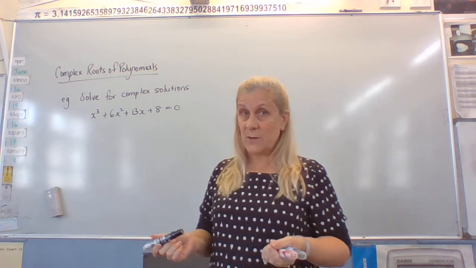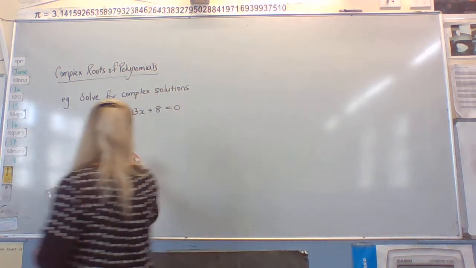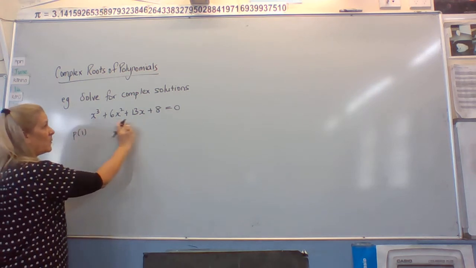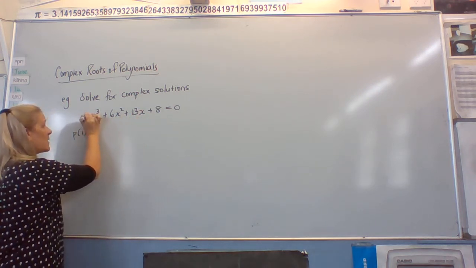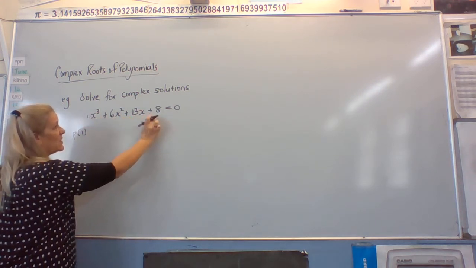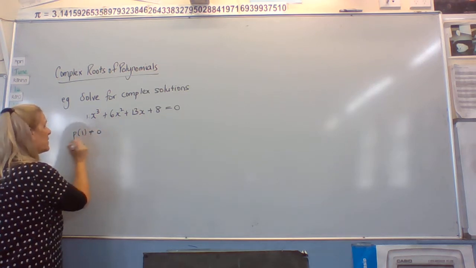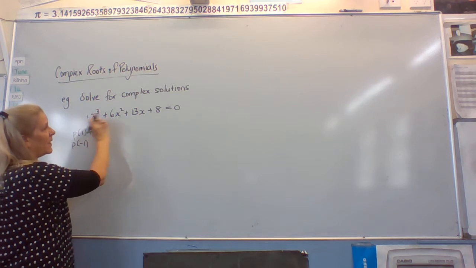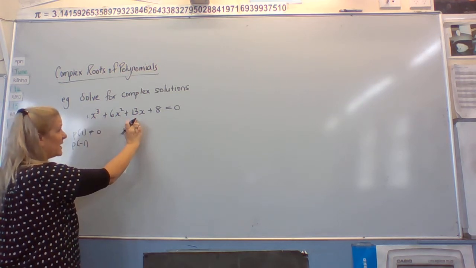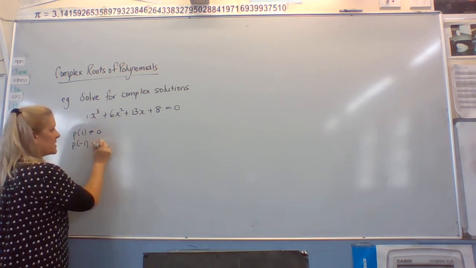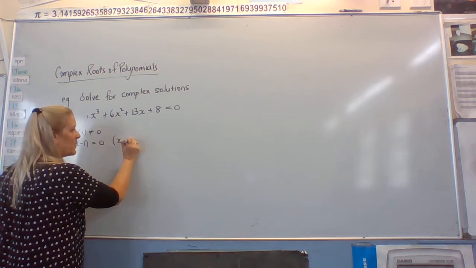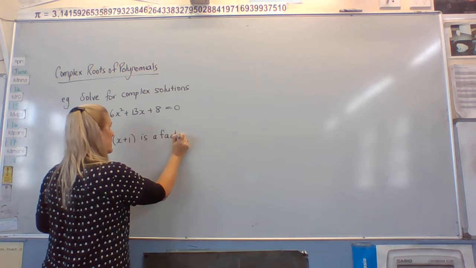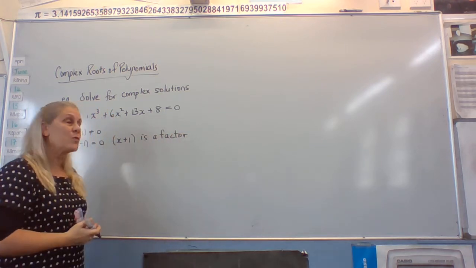We use the factor theorem to find the real one. So we're going to put in factors of 8. P of 1, put 1 in, we get, remember it's the front numbers here, 1, 6, 13, 8, it's definitely not equal to 0. If we put negative 1 in, we get negative 1 and negative 13 is negative 14, and positive 14 equals 0. So x plus 1 is a factor, and negative 1 is a root.